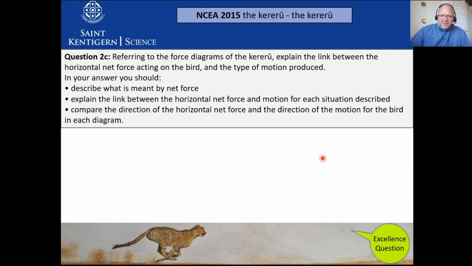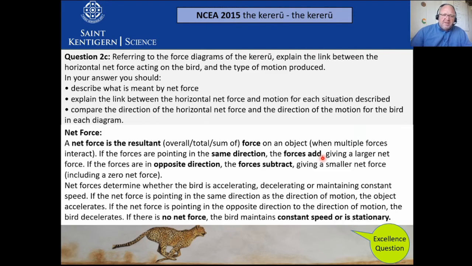Now referring to the force diagrams, explain the link between the horizontal net force acting on the bird and the type of motion. Describe what is meant by net force. So again, it's this definition that you need to know. Net force is the resultant, overall total sum of the forces on an object. When multiple forces interact, if the forces are pointing in the same direction, the forces are added, giving a larger net force. If the forces are pointing in opposite directions, the forces subtract, giving a smaller net force.